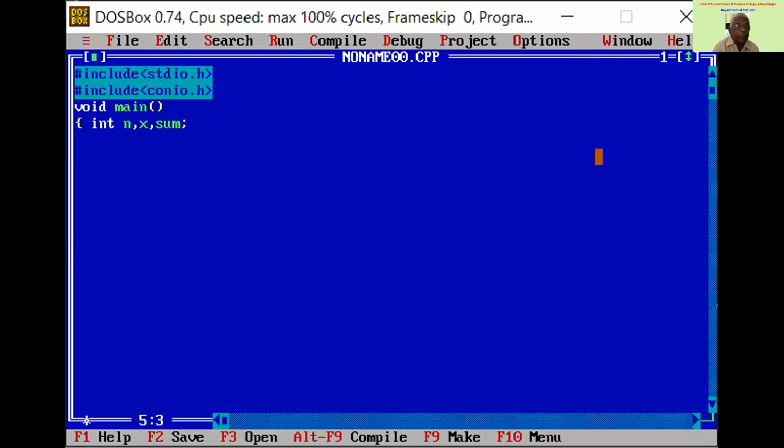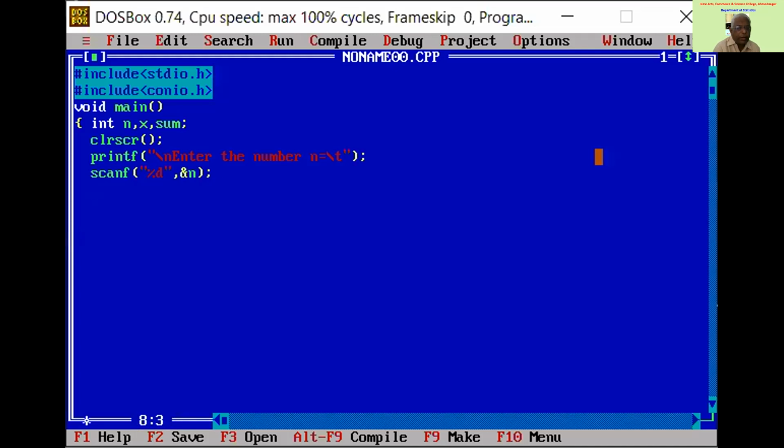clrscr. printf, enter the number n equal to, backslash t, give there backslash t. Double inverted comma complete, bracket complete, semicolon. scanf, percent d, comma, and n.